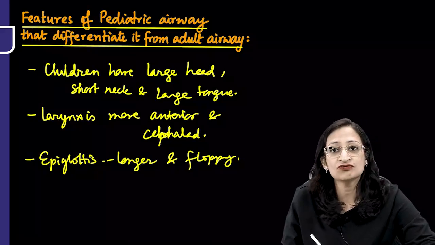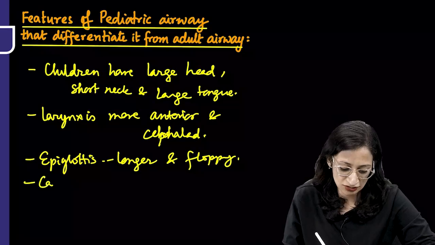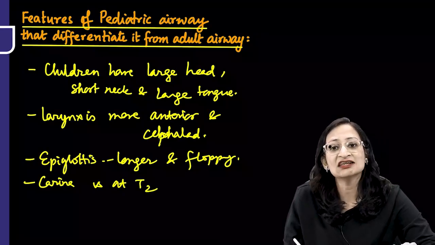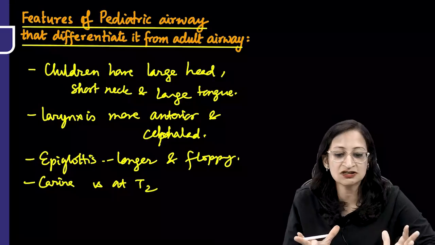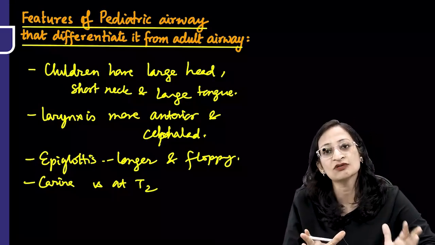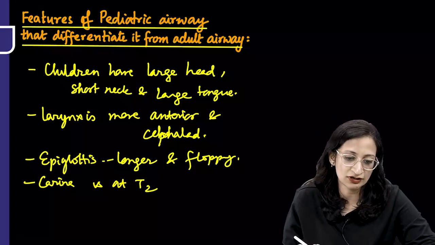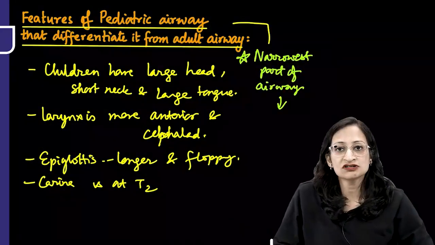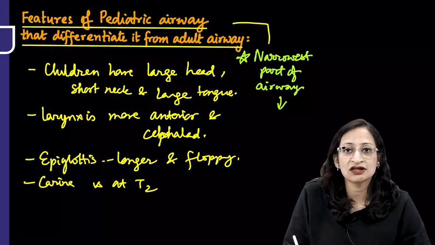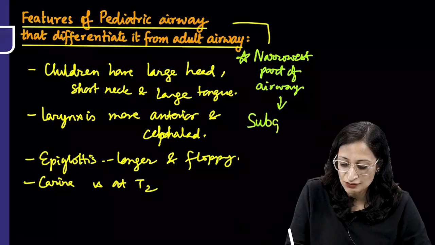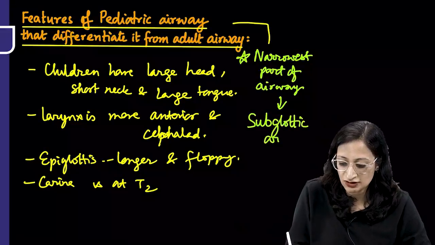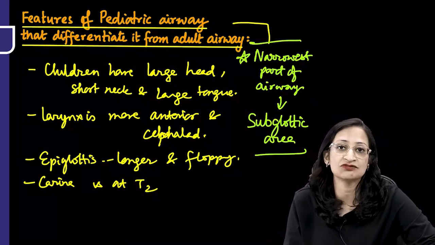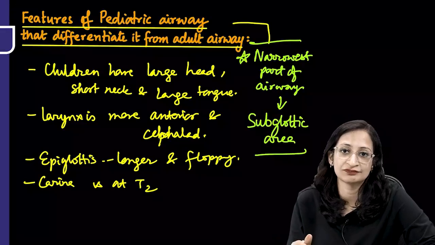The carina is at the level of T2 in children, unlike T4 in adults. And the narrowest part of the airway in children, which was previously believed to be at the level of the cricoid cartilage, is now believed to be in the subglottic area. This is a controversial topic, but it is now believed to be subglottic.